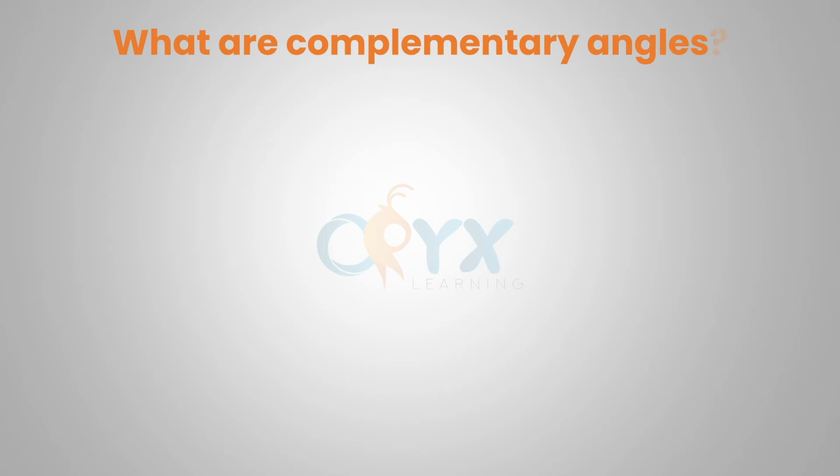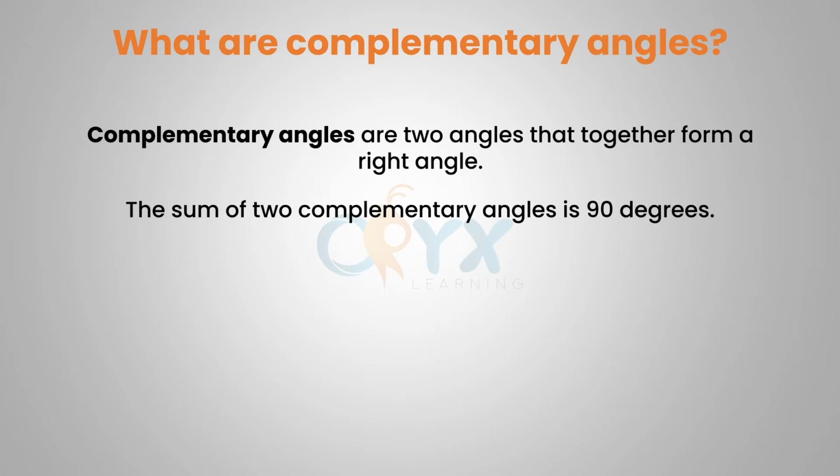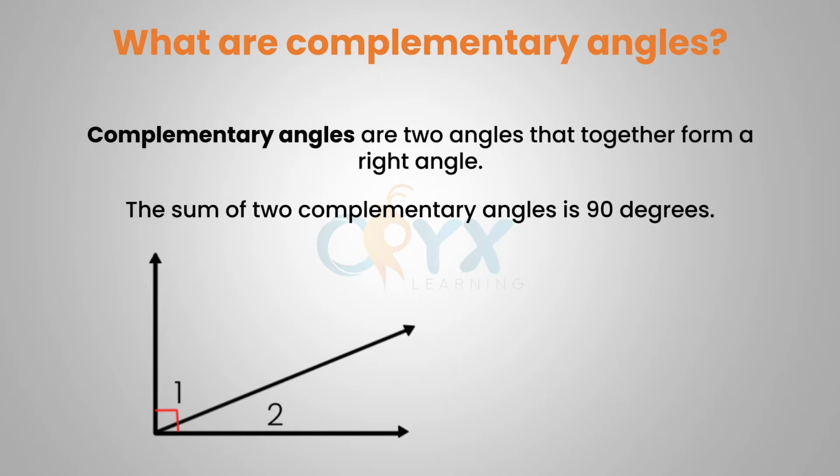What are complementary angles? Complementary angles are two angles that together form a right angle. The sum of two complementary angles is 90 degrees. So as we can see in the diagram, angle 1 and angle 2 form a right angle, which we know by the square in the corner. So angle 1 plus angle 2 must equal 90 degrees, and therefore angle 1 and angle 2 are complementary angles.